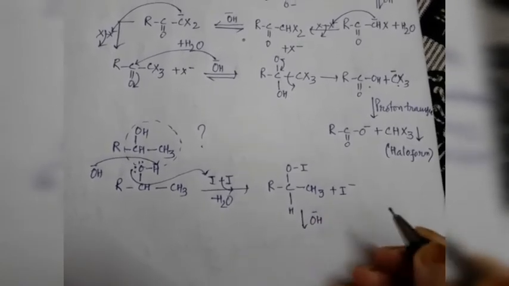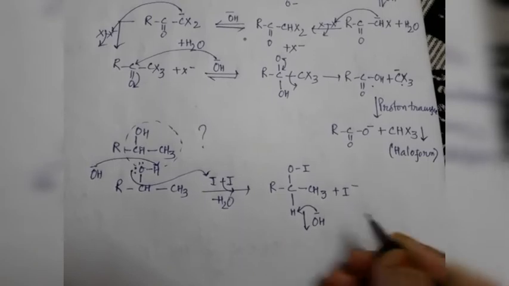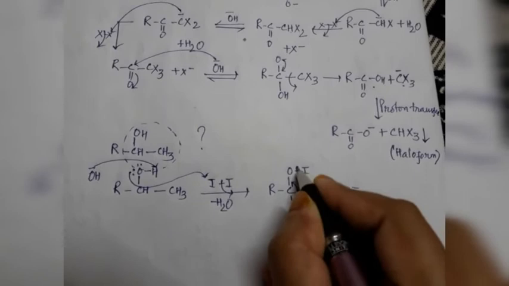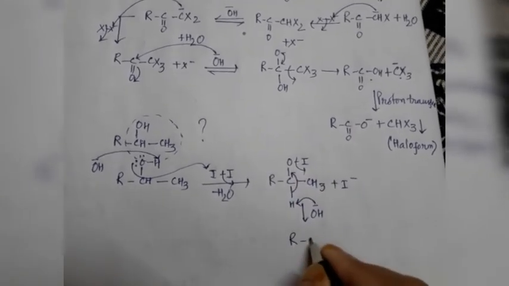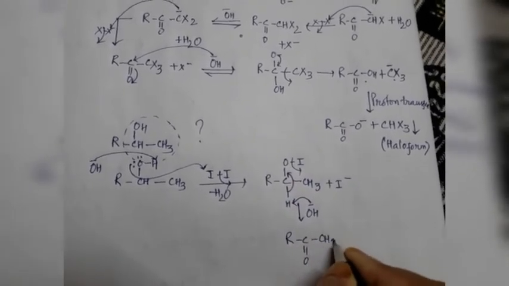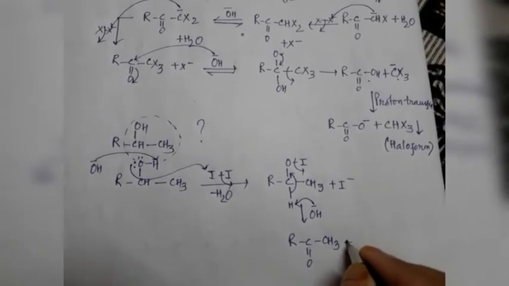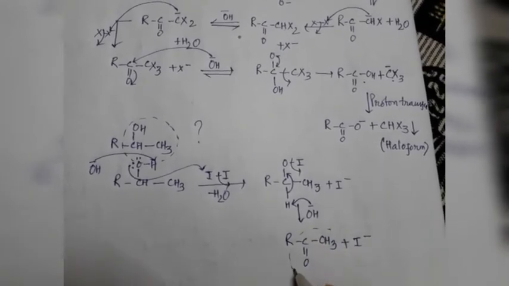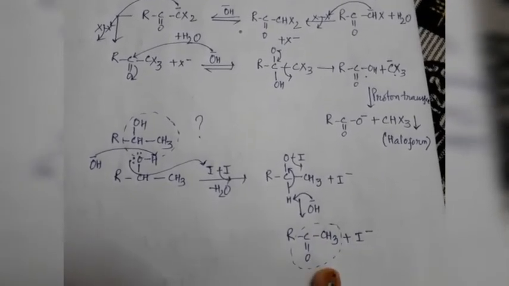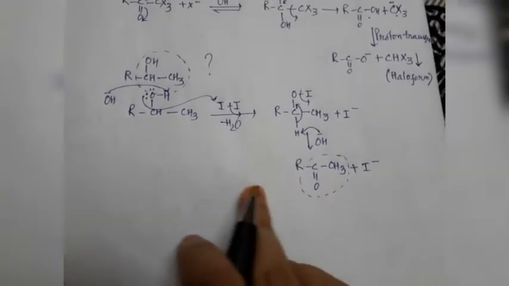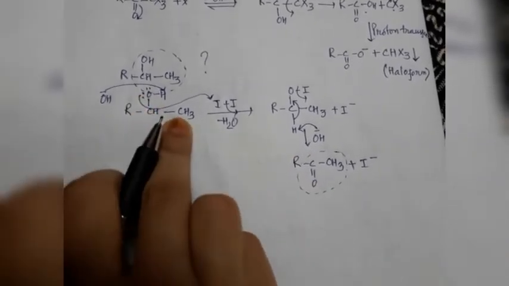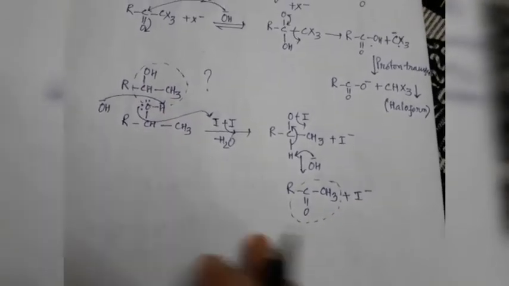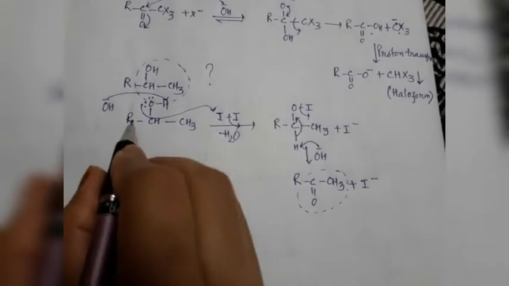Next, again OH minus will abstract the acidic proton and the proton will leave its bonding electron pair to the system, and again iodide will be liberated from the system, producing a methyl ketone, in which this ketomethyl group is present, which is responsible for the positive haloform test. So the CHOHCH3 group can give a positive haloform reaction because of this reason.